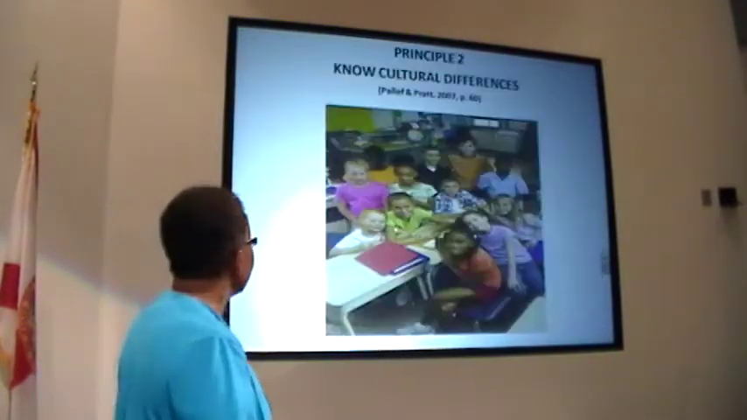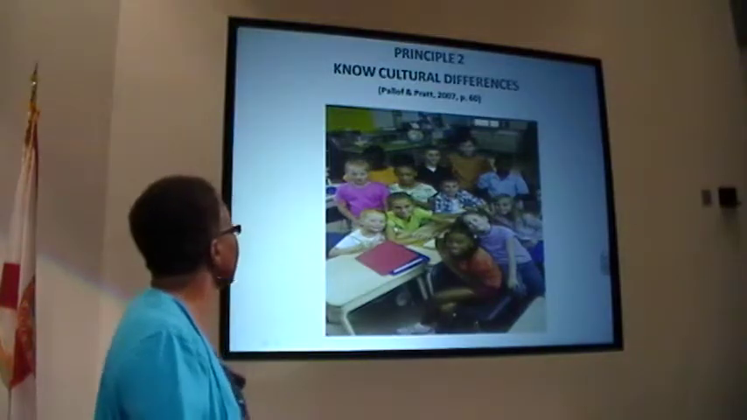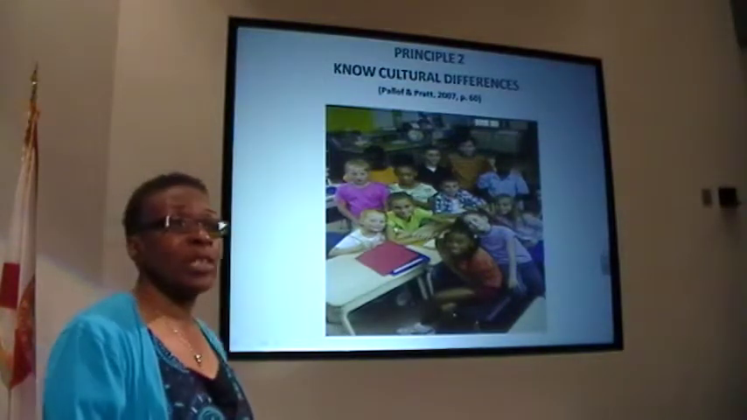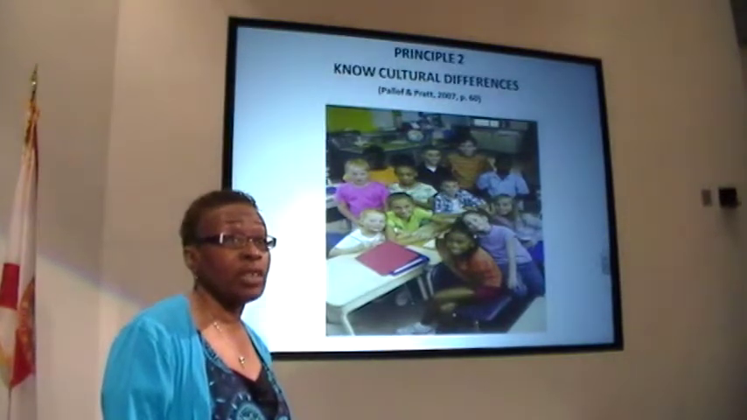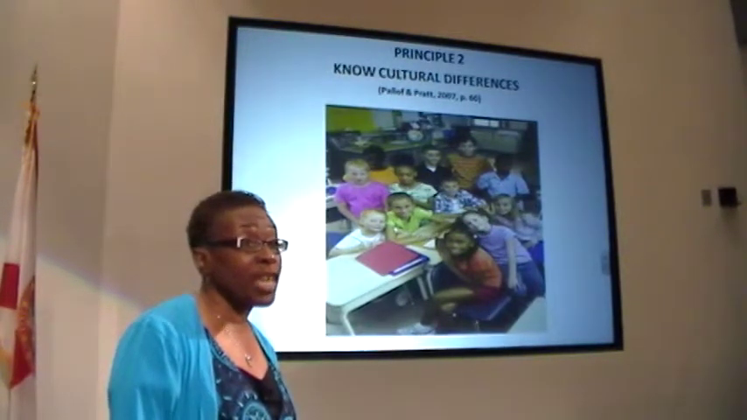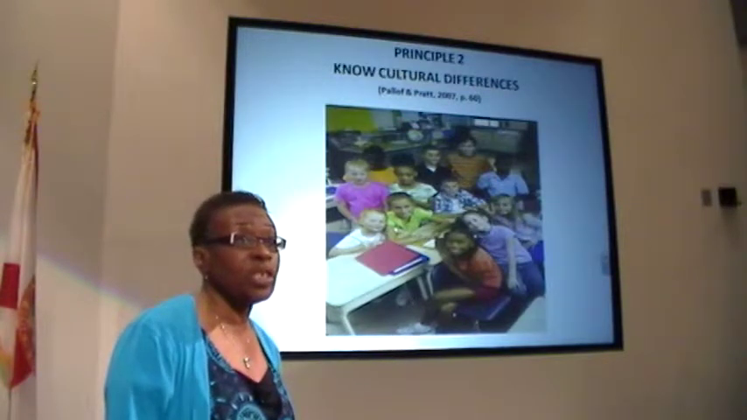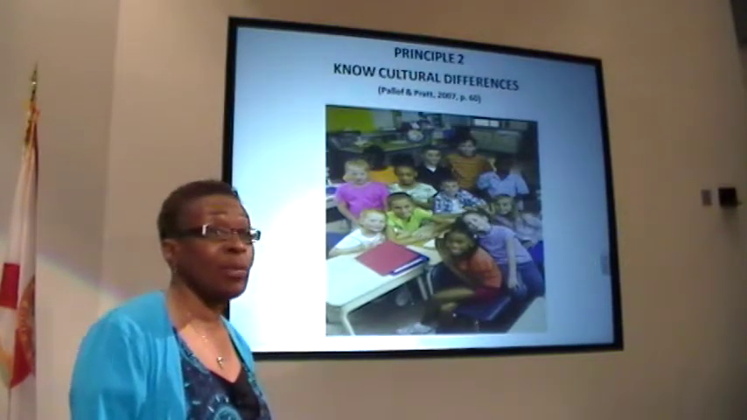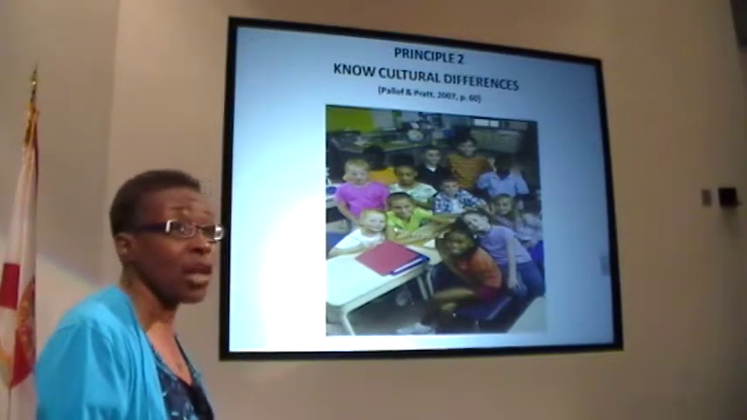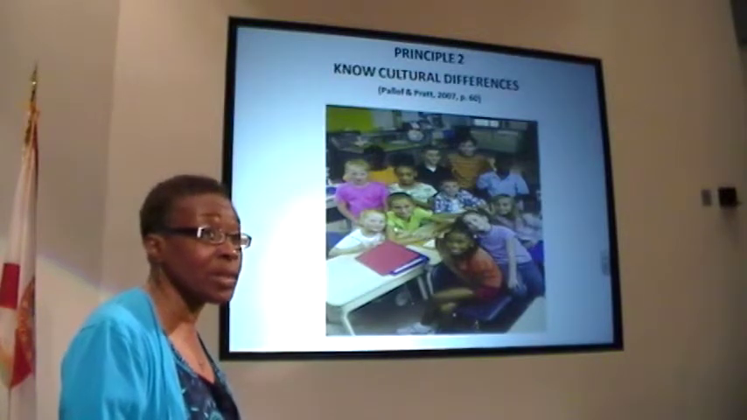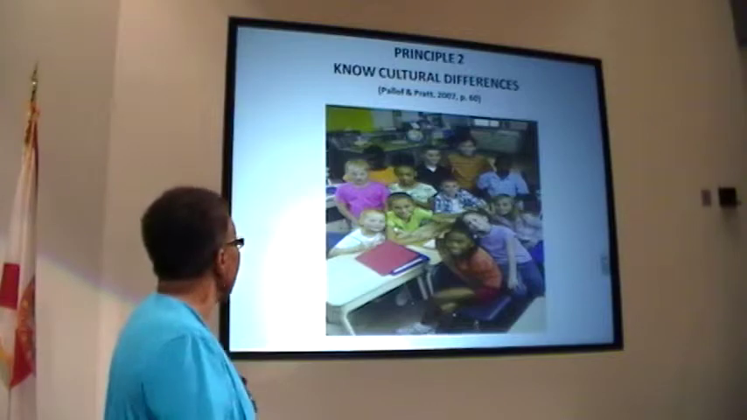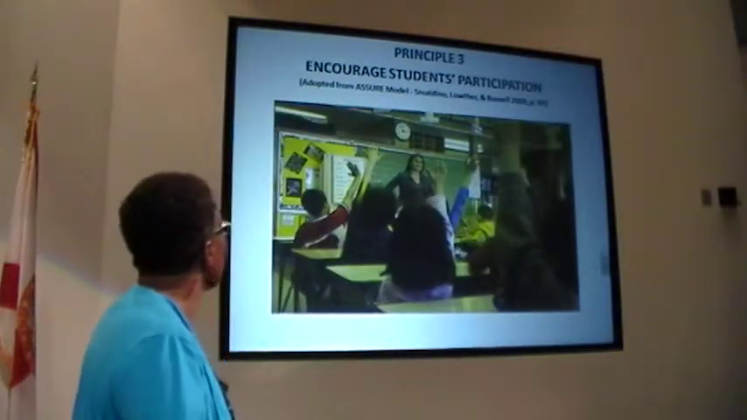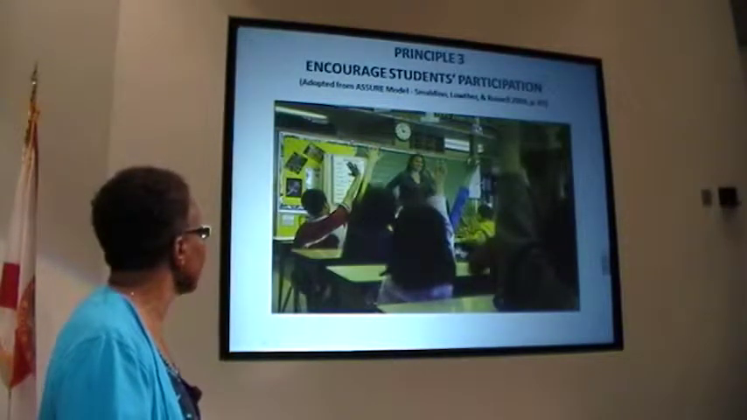Principle 2 states, know cultural differences. Especially in the online environment, students will be from different cultures, different areas, different regions, so we need to be aware of what is taking place there and how we need to adjust our lessons to fit into the culture of the different students.